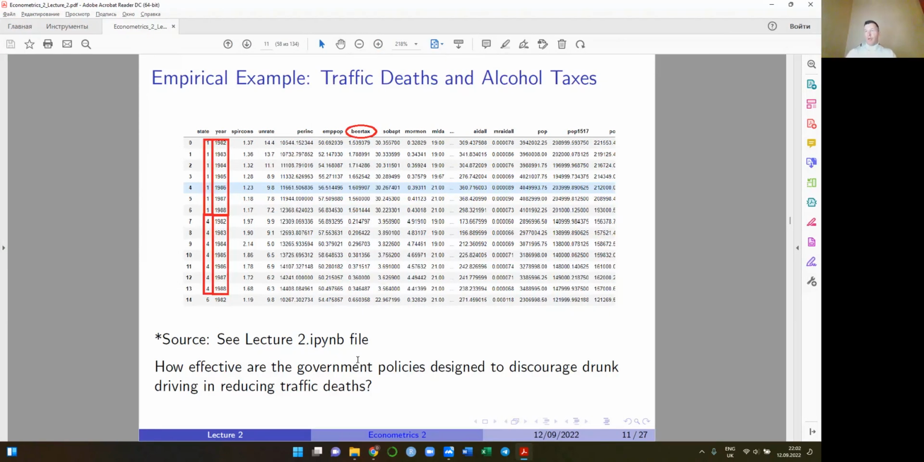So the question that we are going to study in this and the next lecture is how effective are the government policies designed to discourage drunk driving in reducing traffic deaths? So the hypothesis is that once the government increases beer tax, it is possible to reduce consumption of alcohol first, and through this it is possible to reduce the traffic deaths.